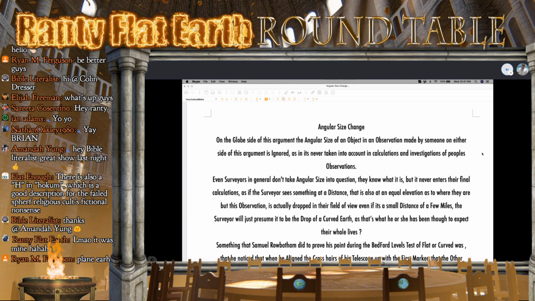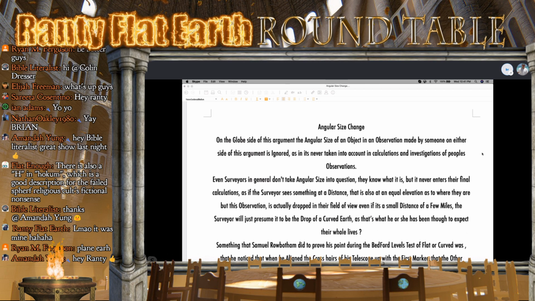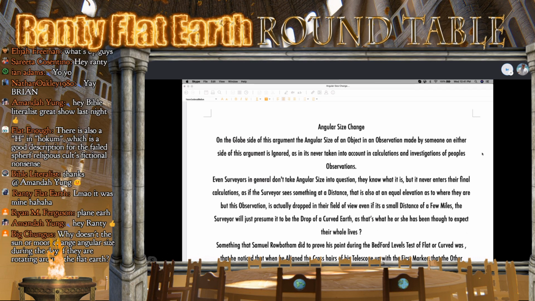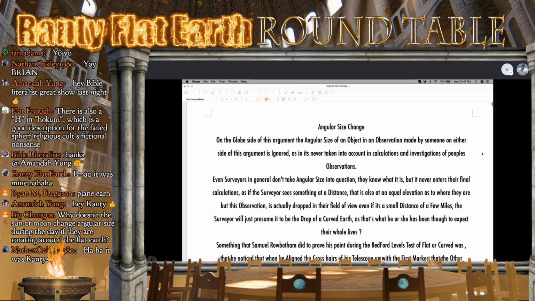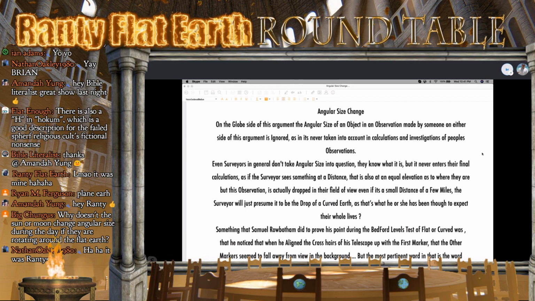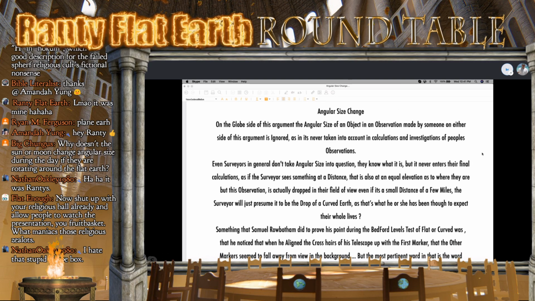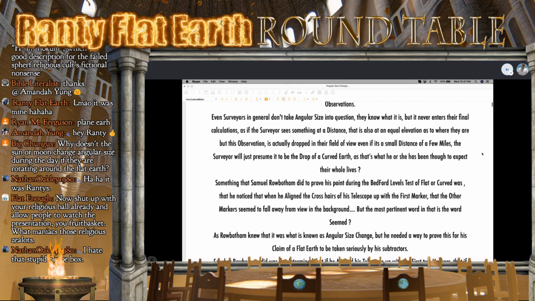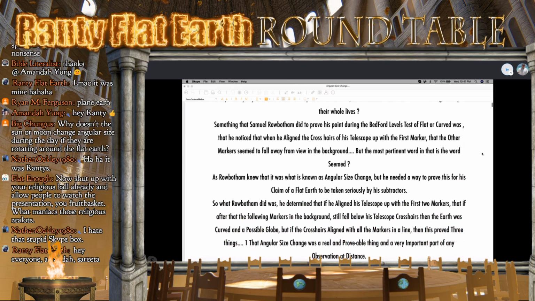They know what it is, but it never enters their final calculations. If the surveyor sees something at a distance that is also at an equal elevation to where they are, but this observation is actually dropped in their field of view, even if it's a small distance of a few miles, the surveyor will just presume it to be the drop of a curved earth, as that's what he or she has been taught to expect their whole lives. Something that Samuel Rowbotham did to prove his point during the Bedford Level test of flat or curved was that he noticed that when he aligned the crosshairs of his telescope with the first marker, the other marker seemed to fall away from view in the background.